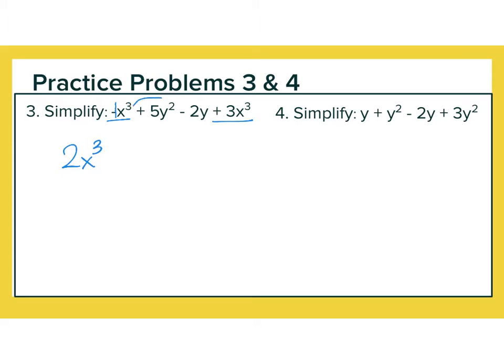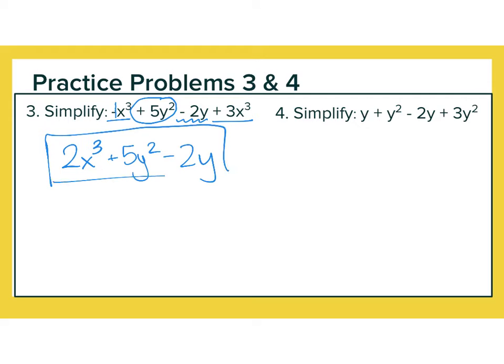Then I have a 5y squared. There's no other y squared, so it's going to stay the same. And my -2y, there's no other y's, so it's going to stay the same. This is as far as I can simplify. Final answer. Next one. Let's do purple.